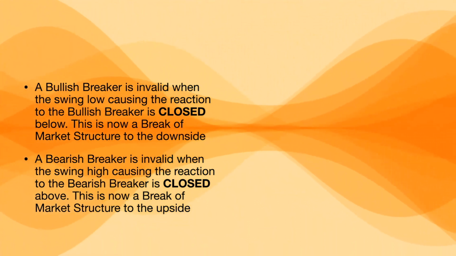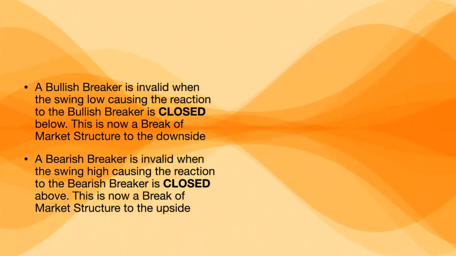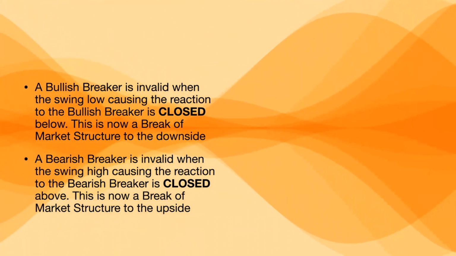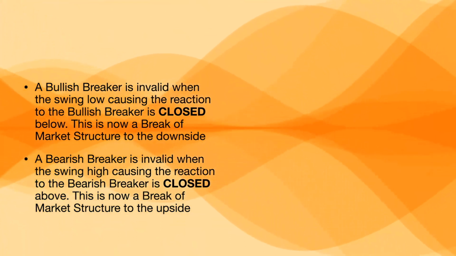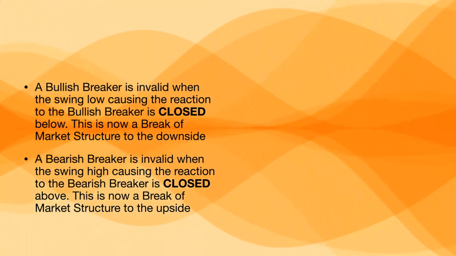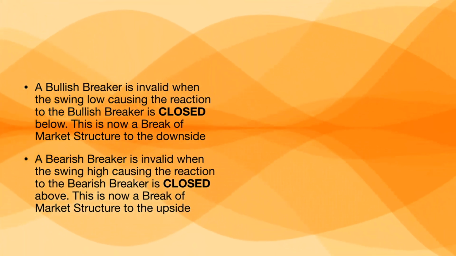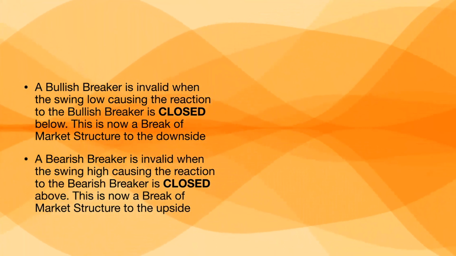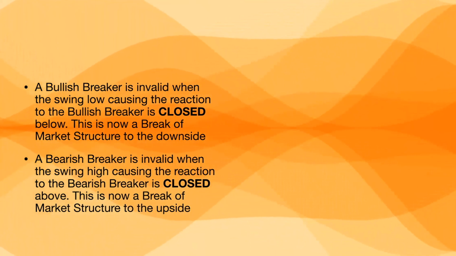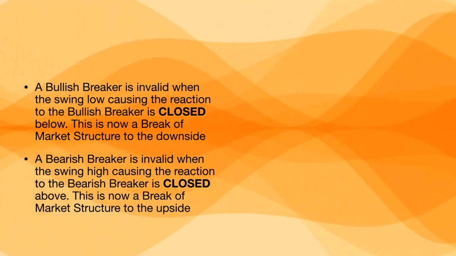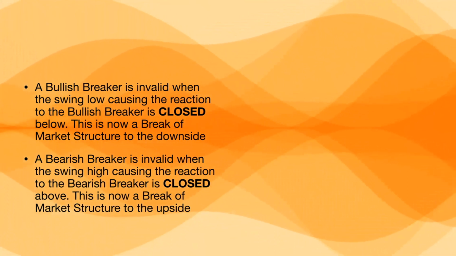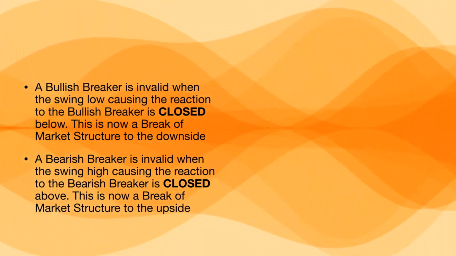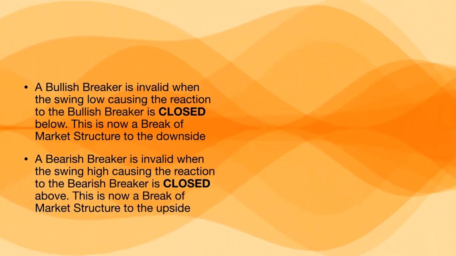A bearish breaker is invalid when the swing high causing the reaction to the bearish breaker is closed above. So we have a bearish breaker, and when we have a swing high coming off of it, that's a reaction. When price trades above it and closes above it, that is a break in market structure, and it is no longer a reaction to the bearish breaker. When price doesn't close above it, that's still a valid breaker.